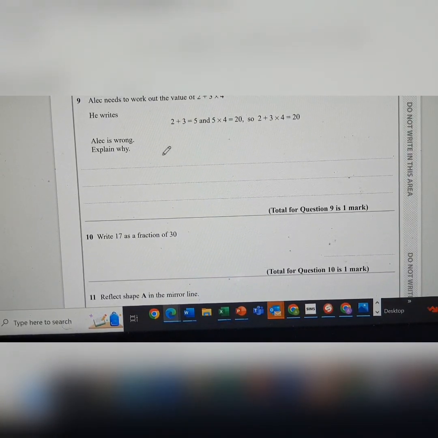So the exam question is already telling you that Alec is wrong. So don't try and justify why Alec is right. It says Alec is wrong. So the onus is on you to then show why Alec is wrong. And this is because of BIDMAS. You need to multiply first before you add. So this is what he should have done, or she should have done. 3 multiplied by 4 is 12, and then add 2, which is 14.